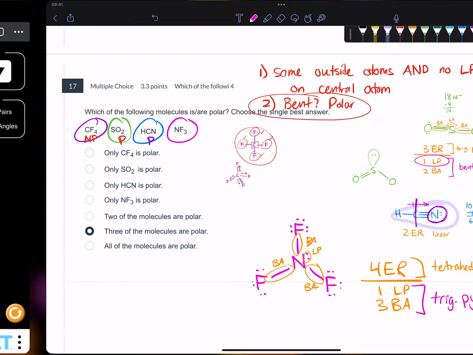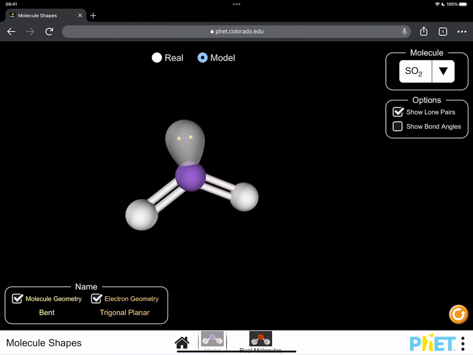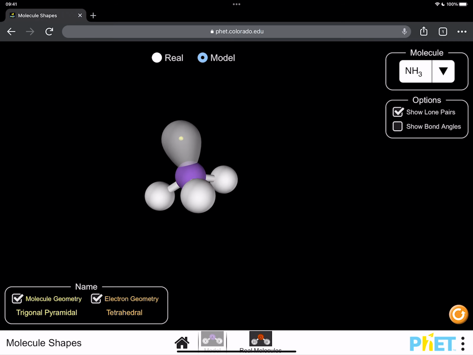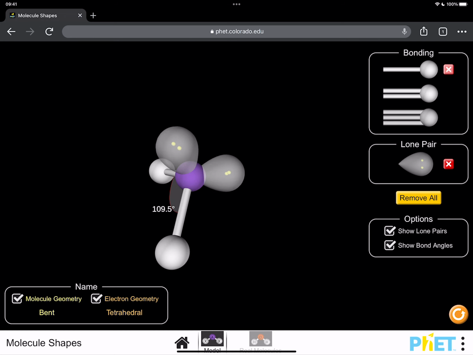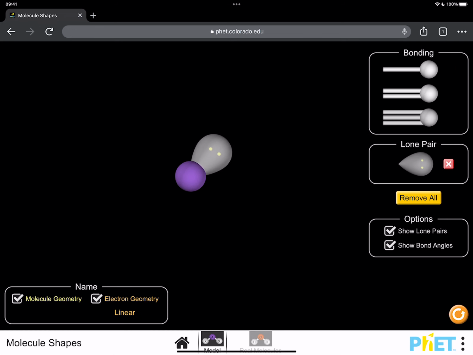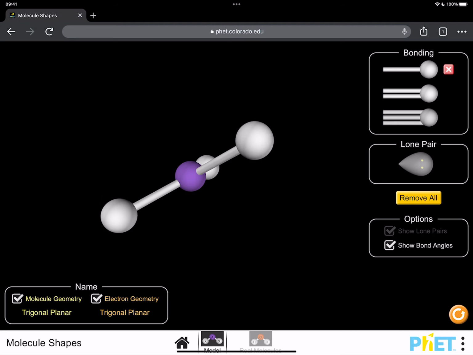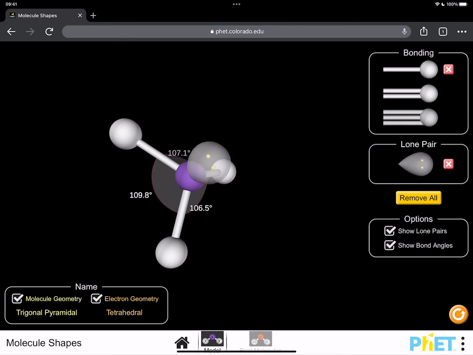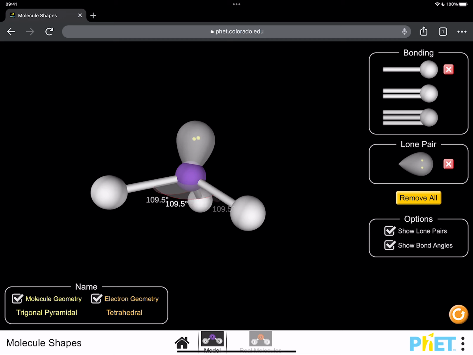Here's what it looks like. If we go back here, I'm sure NF3 is on here somewhere. Nope, but same thing. Actually, let's go to models. All right, so let's build it from scratch. So here's our nitrogen. Just pretend like that's nitrogen. We're going to add a fluorine, a fluorine, a fluorine. Right now, it looks like it's trigonal planar. But don't forget, there's a lone pair. And now we call this trigonal pyramidal.